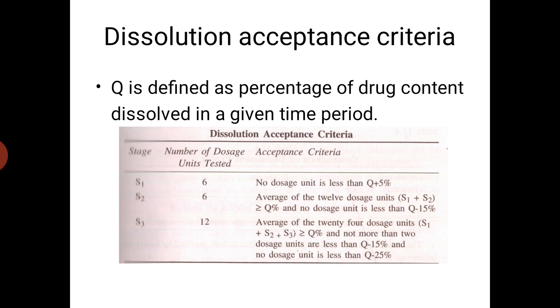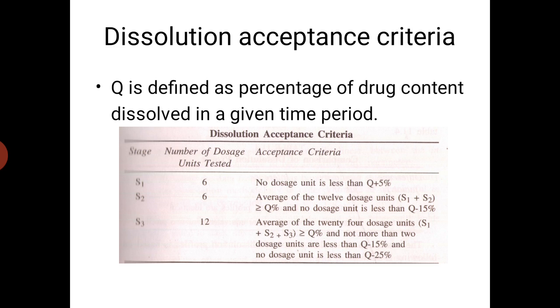In stage 1, when you are going to perform the dissolution of a tablet, you perform the dissolution with 6 tablets. So 6 tablets of the same brand, of the same batch. You put them for dissolution. That is n is equal to 6. So the acceptance criteria is no dosage unit is less than Q plus 5%.